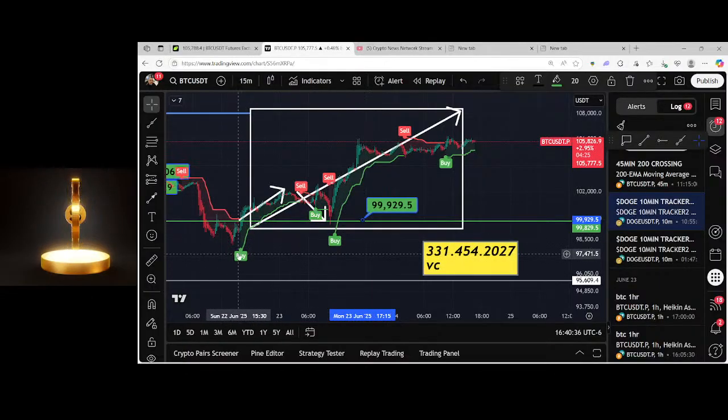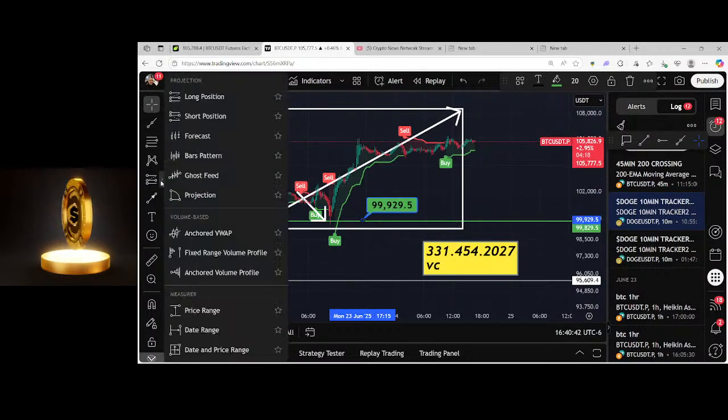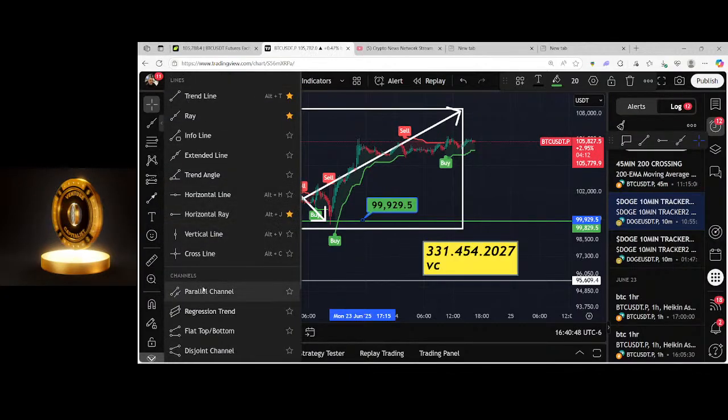Let's say that you get your buy signal here. That's the original buy, and then you can put yourself a parallel channel, right? Which is, go to the top here, trend line, parallel.